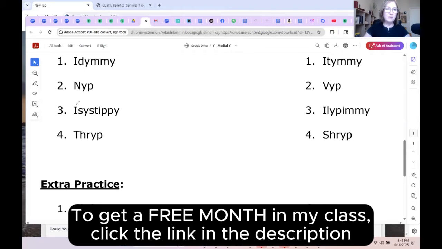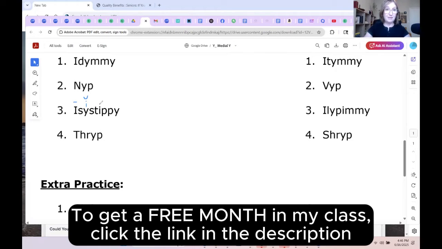So here we have an I with another vowel in the next one or two spots, so it's going to say I. Here we have an I that does not have a vowel in the next one or two spots, so it's not going to say I. It's going to make its regular short sound.